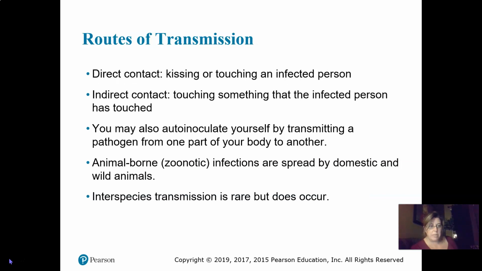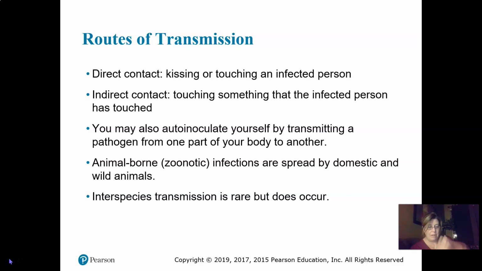So how do pathogens gain entry, or what are the routes of transmission? Pathogens can be transmitted through direct contact or by indirect contact. You can also auto-inoculate yourself, or transmit a pathogen from one part of your body to another. Something known as hand, foot, and mouth disease in babies. Babies have a tendency to put their hands and their feet in their mouth, and so they get a disease that is auto-inoculated. Some other diseases are auto-inoculated as well.